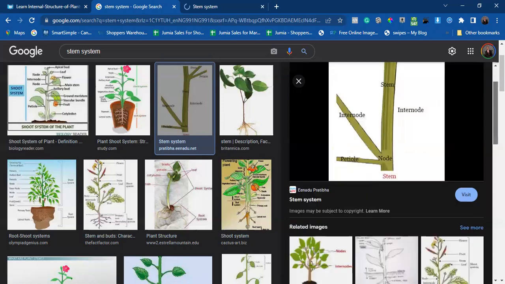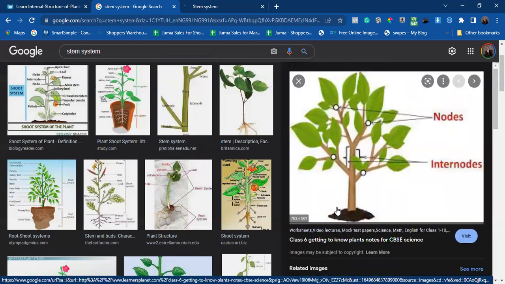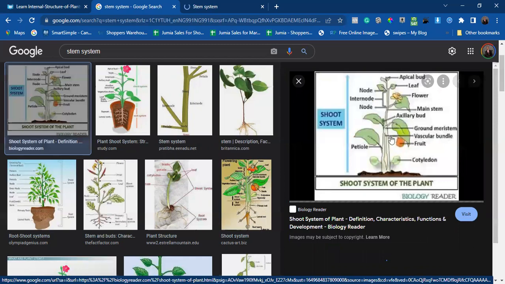Let's look at another picture. Good. The nodes are those connecting parts. For branches, that part where the branches connect to the stem is known as the node, or the part where the leaves connect to the branch is called the node, whereas the internodes are the extensions of the branch.